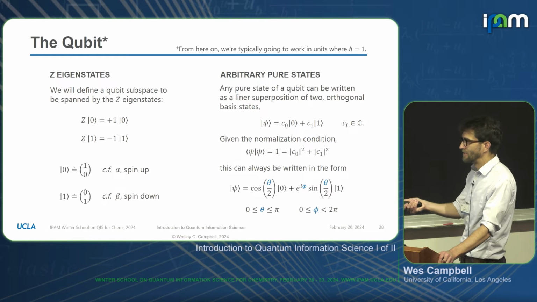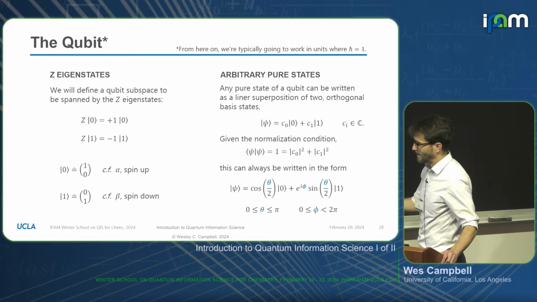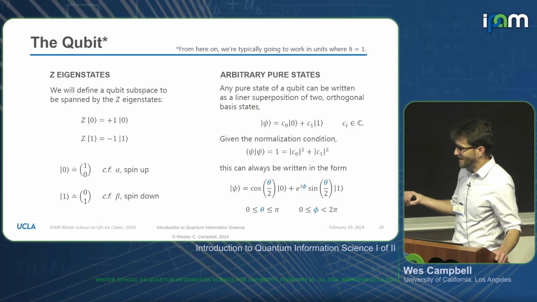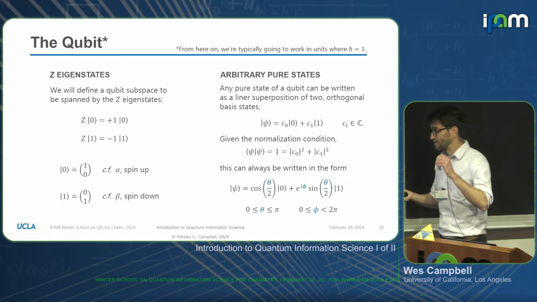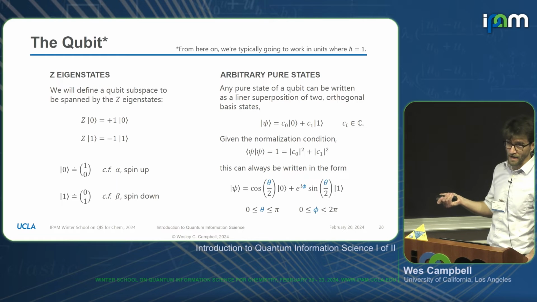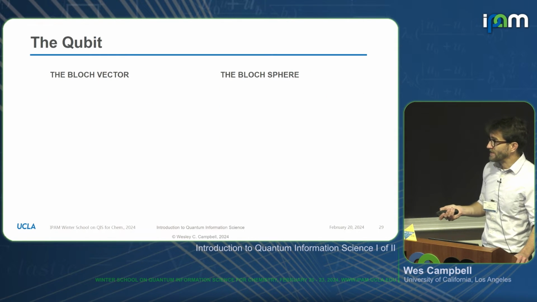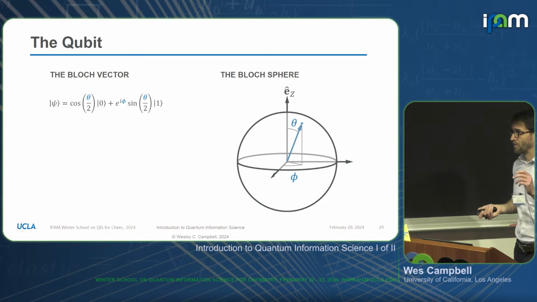Now this last part here is very helpful. We can always write a pure state of our qubit in this form: cosine of some angle theta over 2 times the 0 state, plus e to the i phi times sine of that same angle theta over 2. And our stipulation here is that theta spans from 0 to pi and phi spans from 0 to 2 pi in this representation. This is a geometric representation of the pure quantum state.